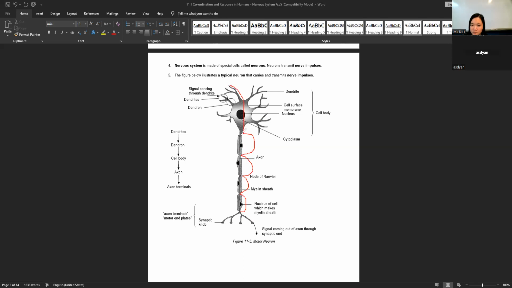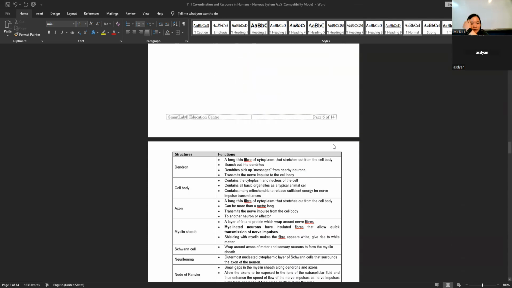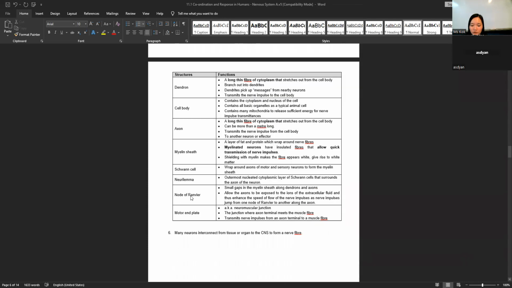So you just imagine, if there's no myelin sheath, the nerve impulse will move like this. It will walk slowly, like crawling. It will crawl very slowly, and then enter here. If there's myelin sheath, it will follow the red pathway. It will jump, and this will speed up the transmission of the nerve impulse. If you look closely here, the nodes of Ranvier are small gaps in the myelin sheaths.